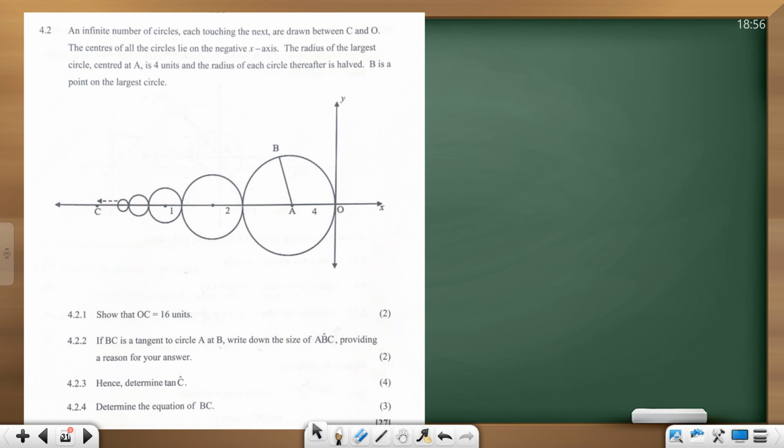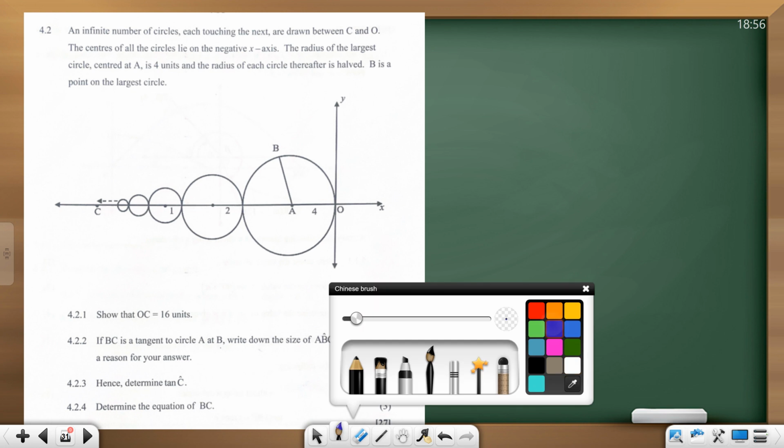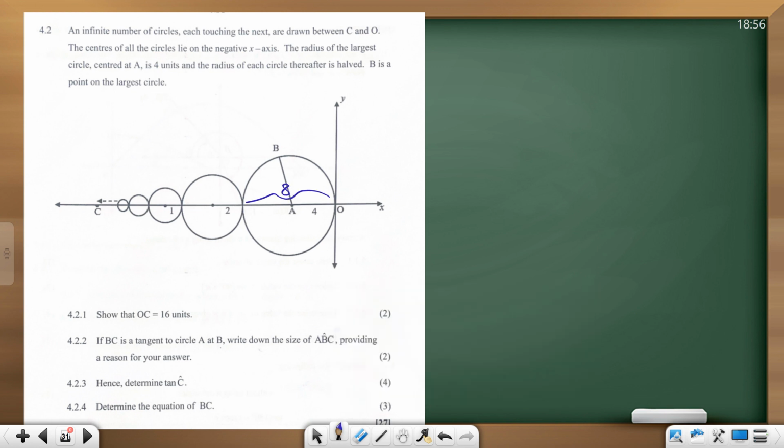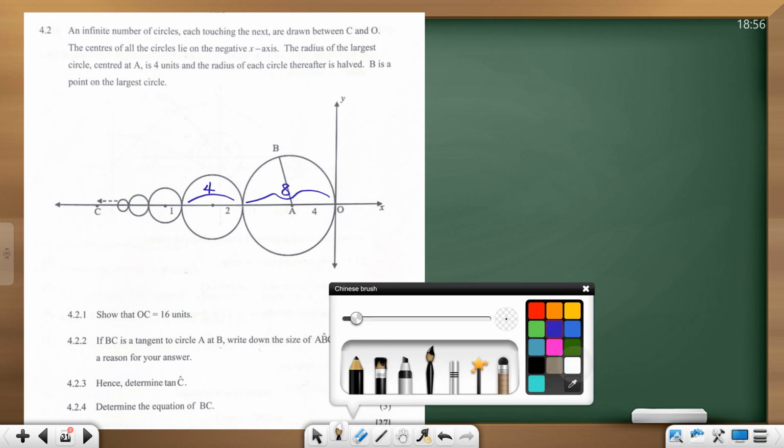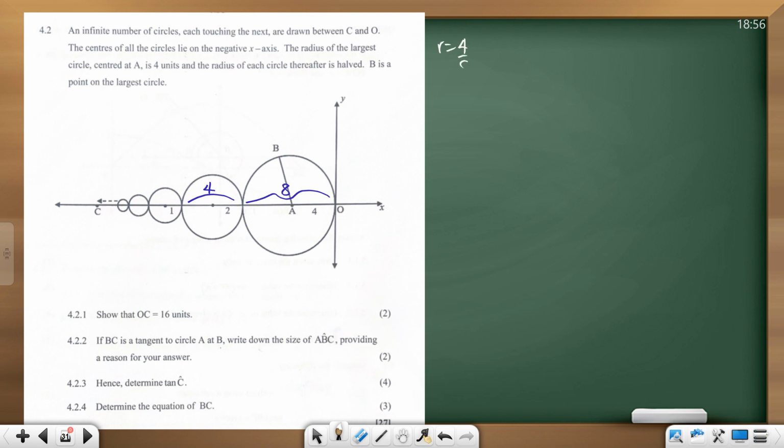But now, what would I do? Instead of using the radius, can I use the diameter? Will it work? Because the first circle has a diameter of what? 8. The second one has what? A diameter of 4. So what's my ratio? 4 over 8, which is 1 over 2. So it's sum to what? Infinity. A over 1 minus r. 8 over 1 minus half. And that is what? 16 units. Lovely.